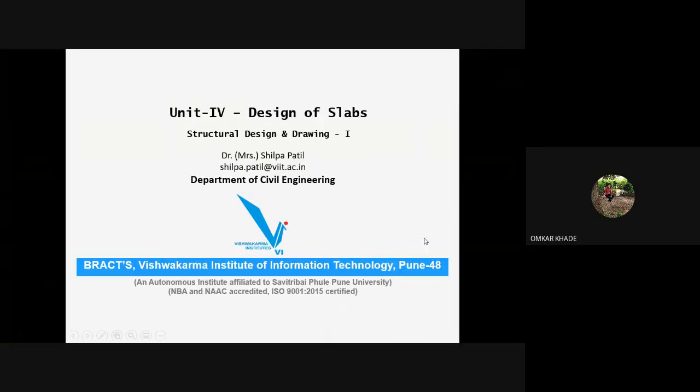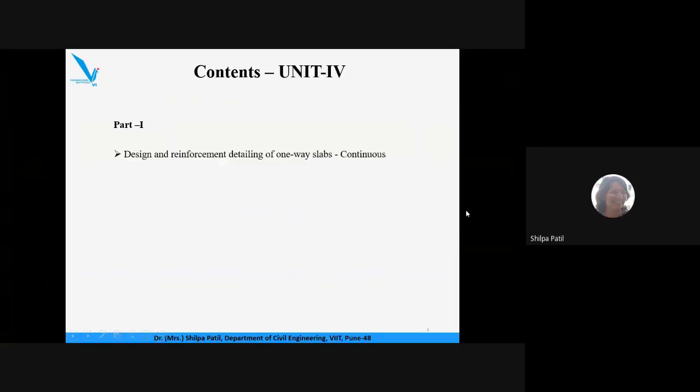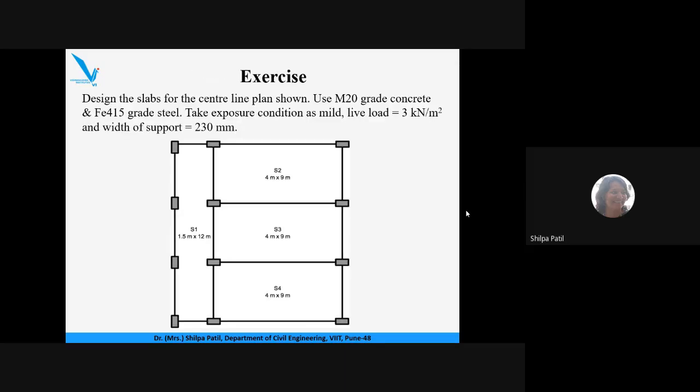Yes, ma'am. Okay. So today we will focus on the design and reinforcement detailing of one-way slabs, which are continuous in nature. So the same problem statement we will consider, which we have seen for yesterday's problem. This was the diagram. In this diagram, you can see that the S1 slab we designed yesterday as a simply supported one-way slab, and the remaining three slabs, that is S2, S3, and S4, are required to be designed as continuous one-way slab.